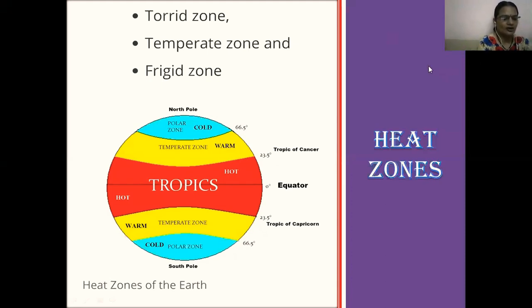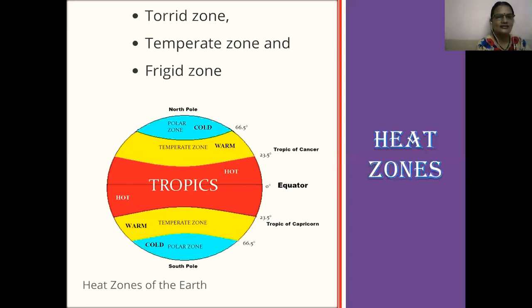The belt on the Earth that lies between the equator and the two tropics, that is Tropic of Cancer and Tropic of Capricorn, receives the direct rays of the sun and experiences high temperature throughout the year. This belt is called the torrid zone. So students, torrid zone is a hot zone or hot belt. The southern half of India lies in the torrid zone. It's because the Tropic of Cancer passes through the middle of India.